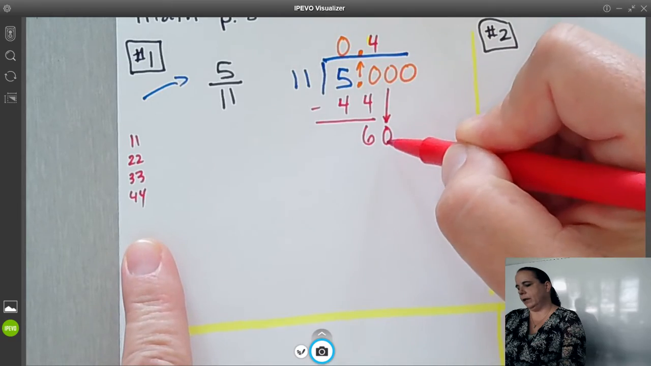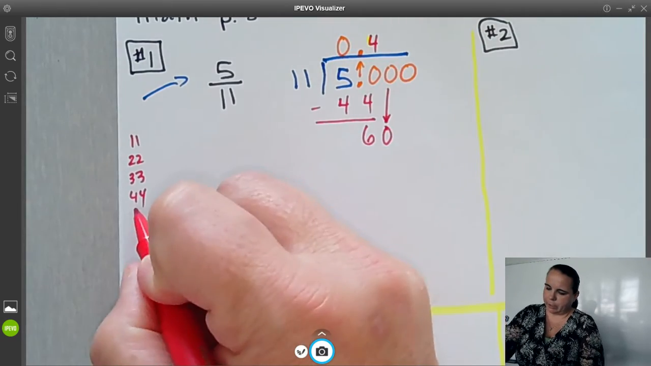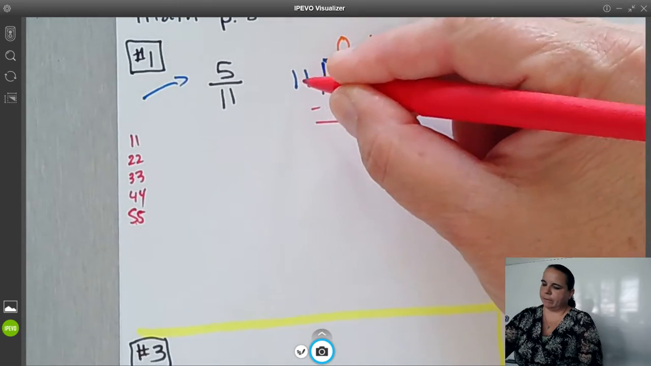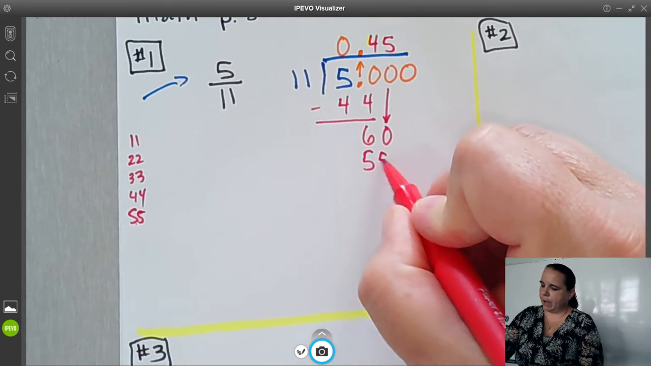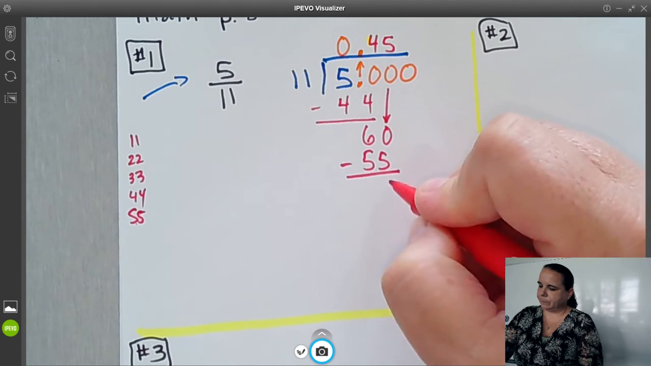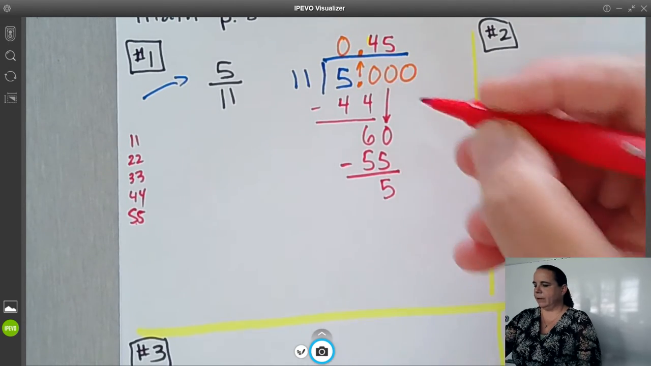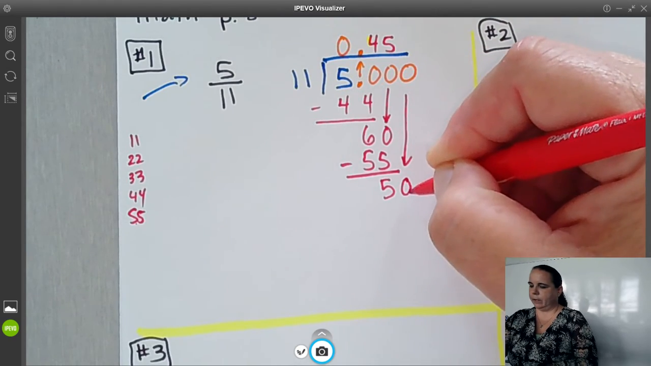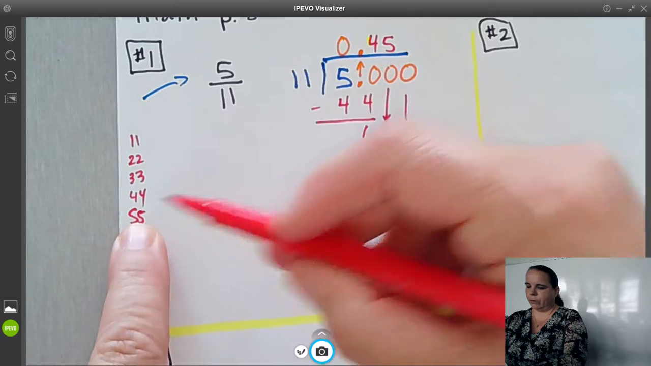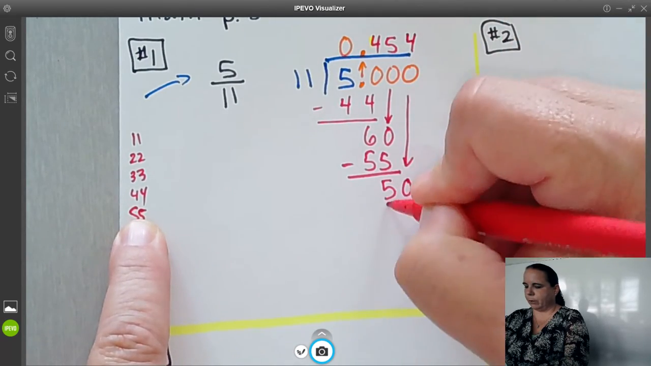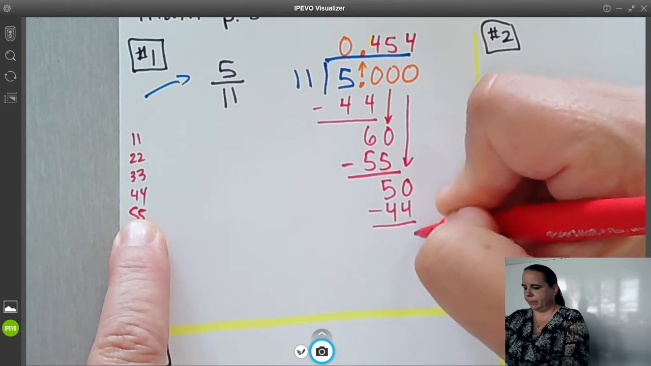Okay. And then 11 goes into 60. So again, we could think to ourselves, well, 11 times 5 is 55. So this is going to be 5. 5 times 11 is 55. And we're going to subtract: 60 minus 55 is 5. And we're going to bring down our 0, and then it's 50. And then we can see that that's going to be 4. 4 times 11 is 44. And we're going to subtract and we get 6.